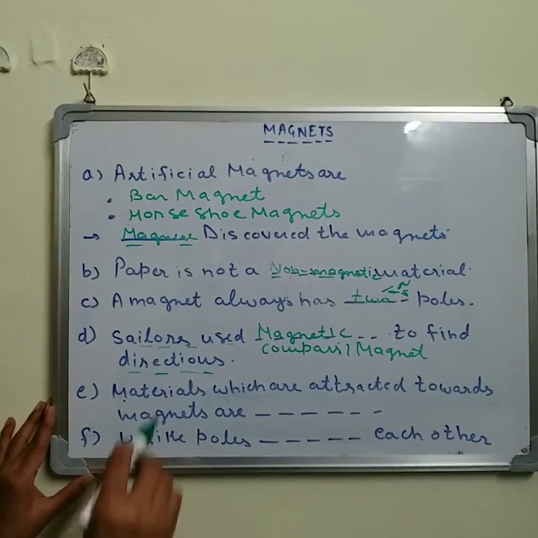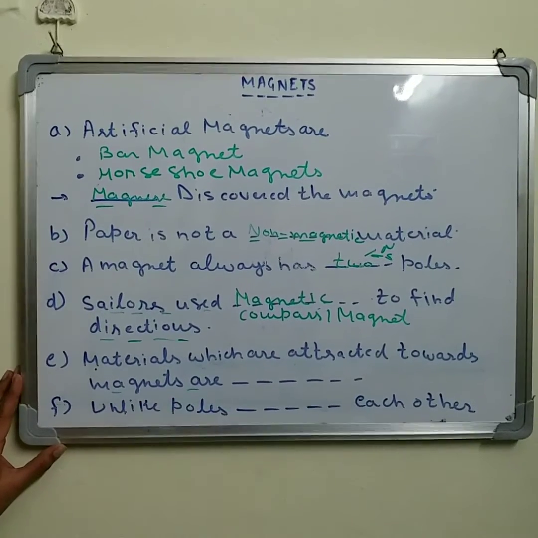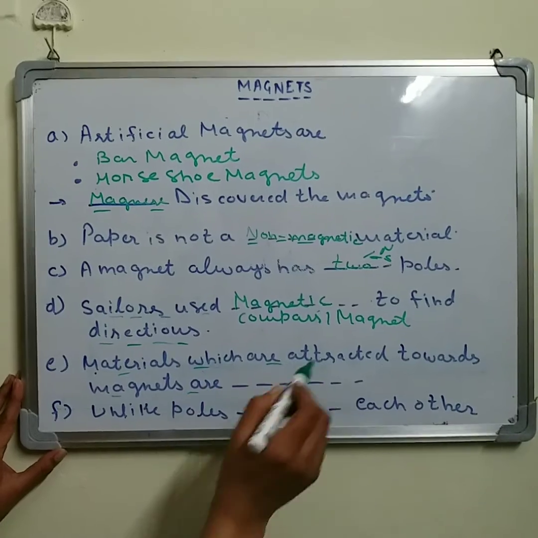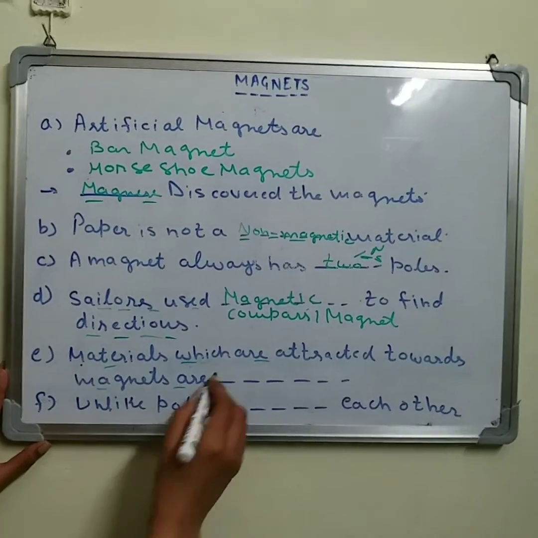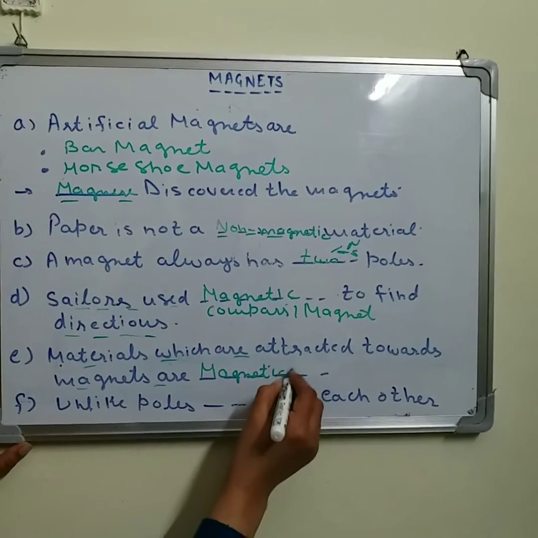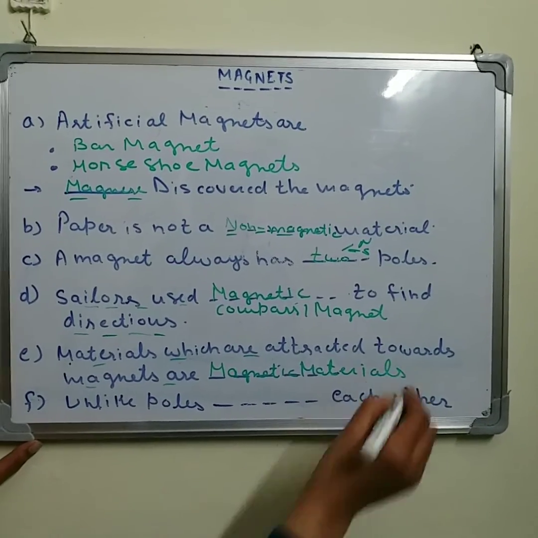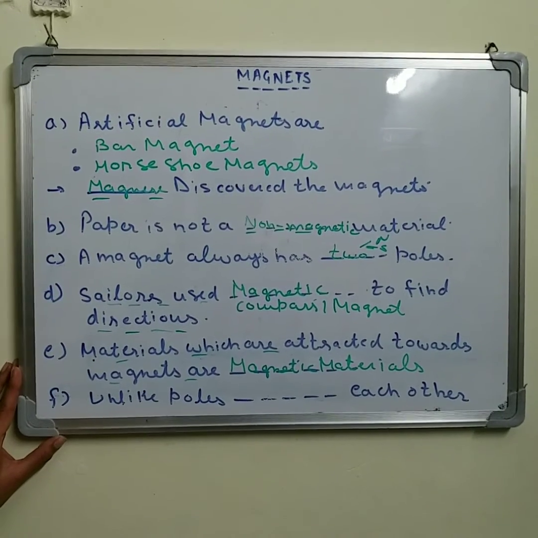Now the next one, materials which are attracted towards a magnet. The materials which are attracted towards magnets are known as, yes, magnetic materials. So magnetic materials are attracted towards magnets, like iron, copper and nickel.